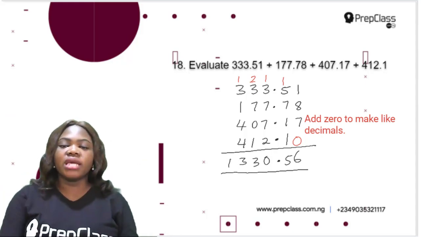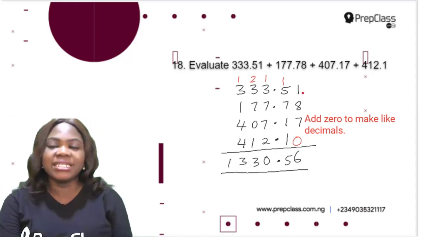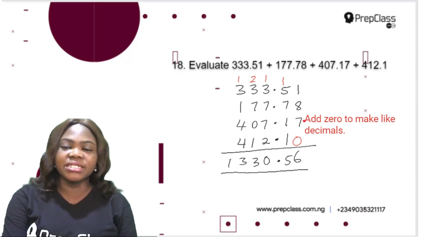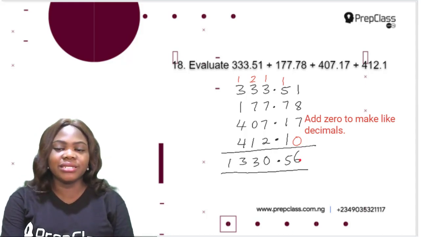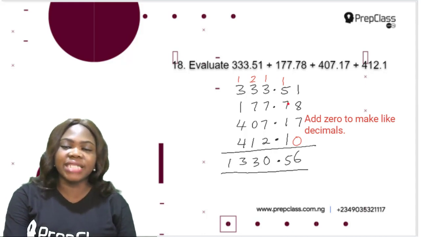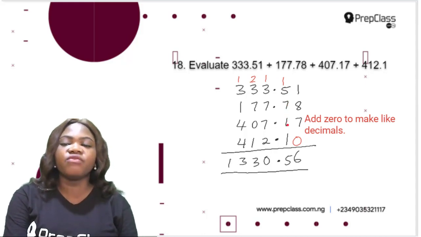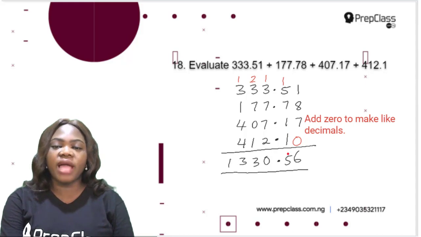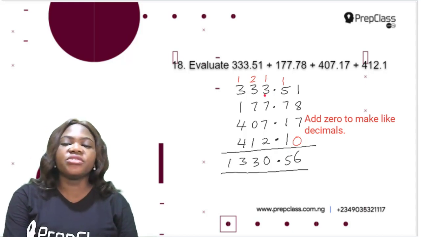That's all. Now let's add up. 1 plus 8 is 9. 9 plus 7 is 16. 16 plus 0 is 16. So write 6, carry 1. 1 plus 5 is 6. 6 plus 7 is 13. 13 plus 1 is 14. 14 plus 1 is 15. So write 5 and carry 1. 1 plus 3 is 4.